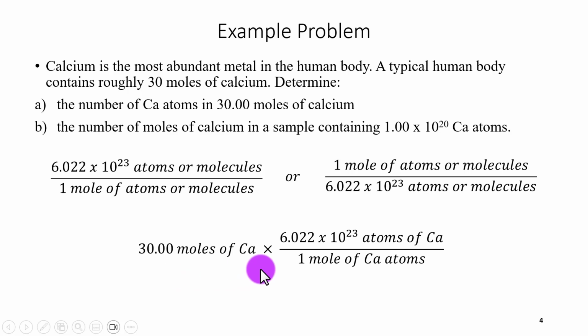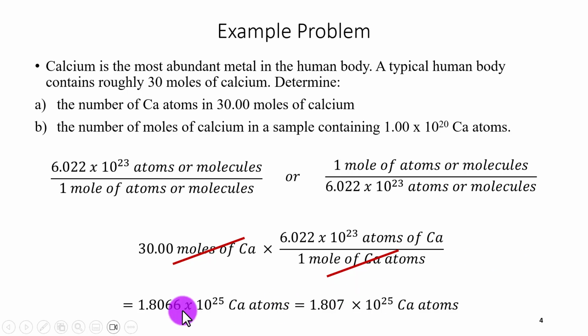So I have 30 moles of calcium times my conversion factor, which is 6.022 times 10 to the 23rd atoms of calcium per every mole of calcium. So since I have 30 moles, I'll have 30 times that many atoms, right? And my moles are going to cancel, right? Because I have moles at the top and moles at the bottom, so they will cancel, leaving me with atoms. And if you do the calculation correctly, you should get 1.8066 times 10 to the 25th calcium atoms.